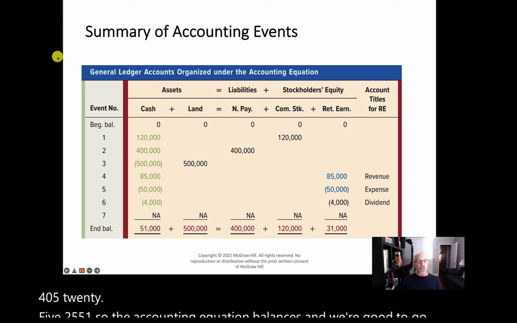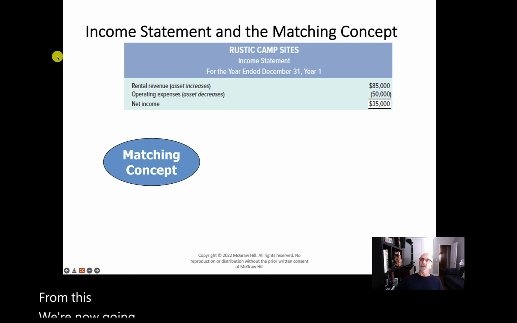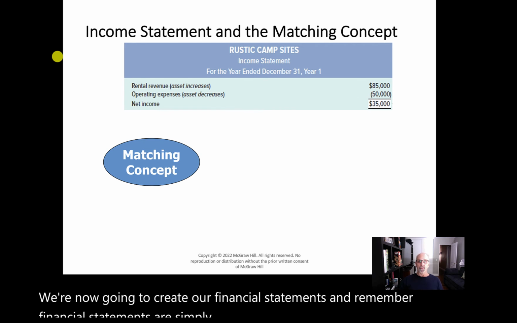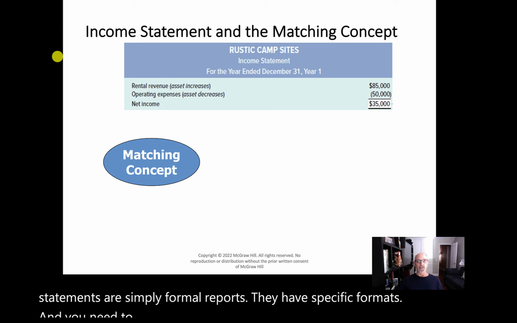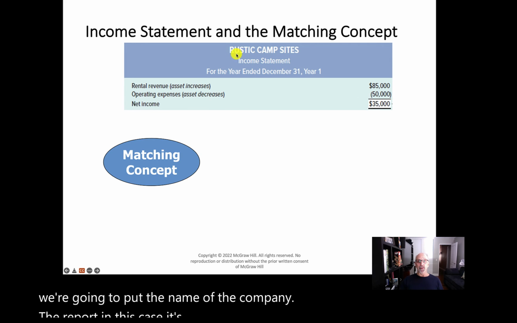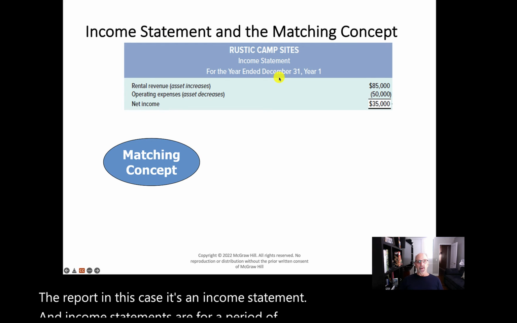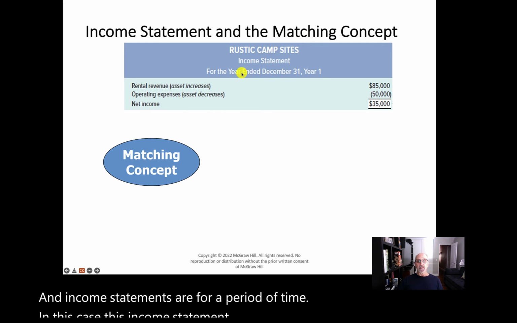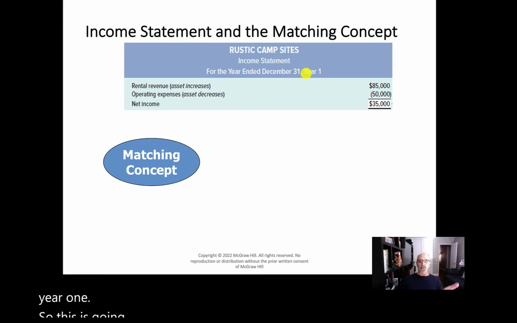From this, we're now going to create our financial statements. And remember, financial statements are simply formal reports. They have specific formats. And you need to know what the formats are. So for income statements, we're going to put the name of the company. The report, in this case, it's an income statement. And income statements are for a period of time. In this case, this income statement is for the year ended December 31st, year one. So this is going to cover from January 1st to December 31st, year one.